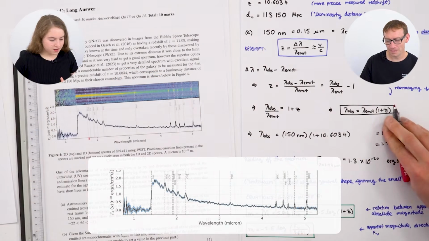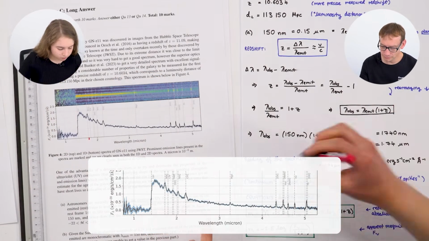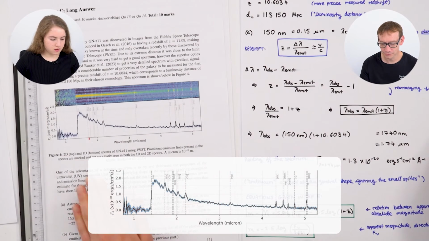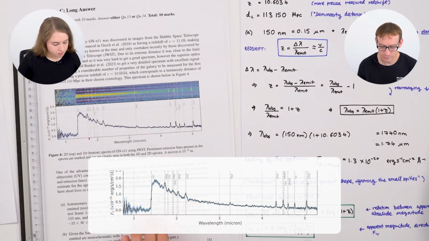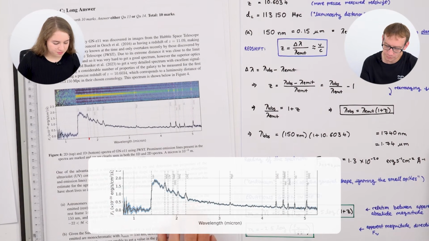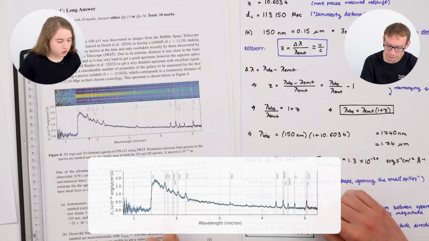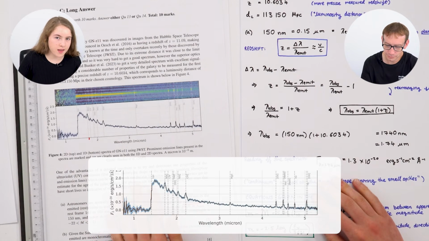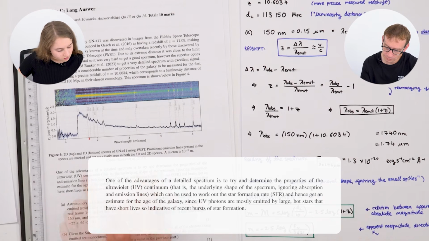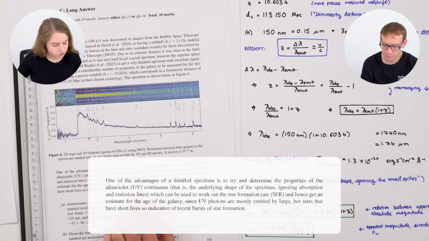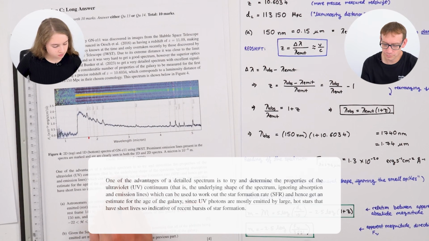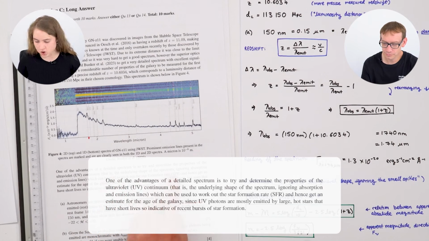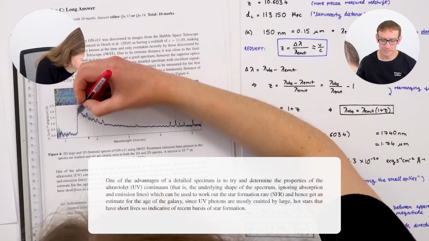An important thing to note, they have said by considering the shape of the continuum, not just the shape of the spectrum. And you might read this and think, what do they mean by that? At that point, you can go back to this preamble and scan through to see if they said anything about the continuum that you have missed. So here they've mentioned one of the advantages of a detailed spectrum is to try and determine the properties of the ultraviolet continuum. That is, the underlying shape of the spectrum, ignoring absorption and emission lines. So the key thing to note here is the continuum is the underlying shape of the spectrum. So we can kind of draw this on actually.